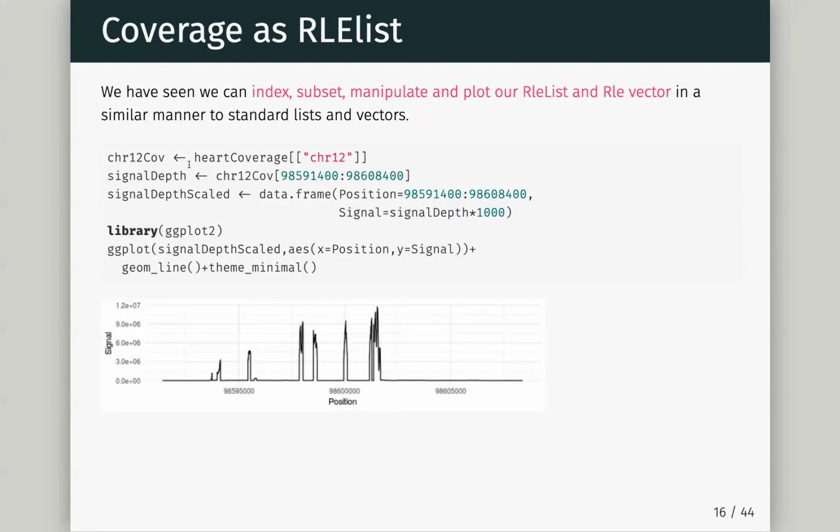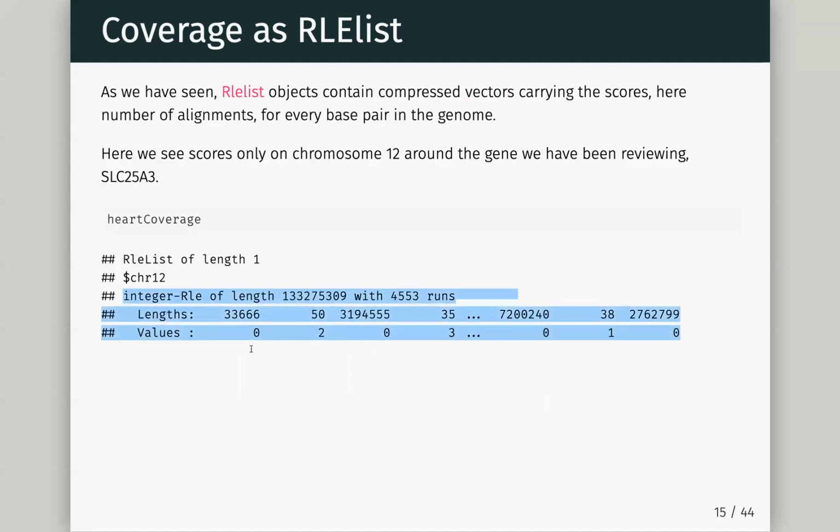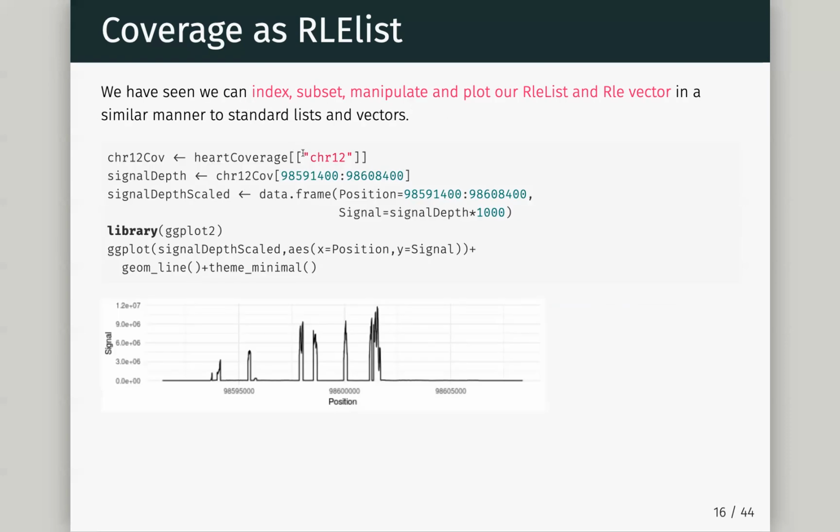One which is really cool is we can just extract the RLE values itself. So we can get this part of it out of the list by using our standard list accessor, double square brackets, give it chromosome 12, and that will then pull out the RLE. We can use our standard indexing on RLEs if we remember. So here I can take our RLE vector and I can just pull out the region I want to look at. I know up front this is the region over the gene.